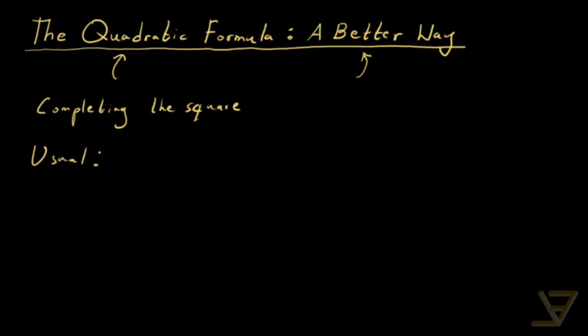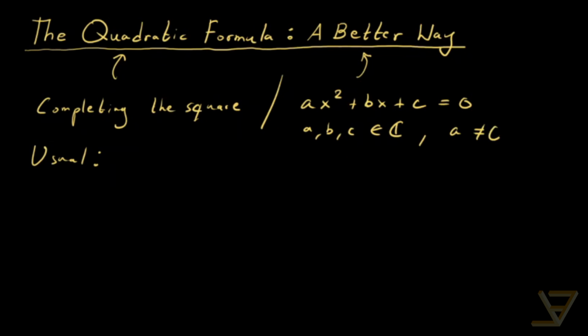The usual method says that we start with a quadratic equation, ax squared plus bx plus c equals 0. And a, b, c, they can be real numbers, but we'll say that they're complex numbers so that it's a bit more general. And a is not 0 so that it's truly a quadratic and not a linear or constant.